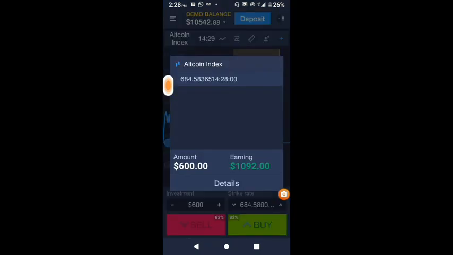Nice. Alright, so I got back my 600, so I earned $1,092 basically on this trade. Nice way to end it.